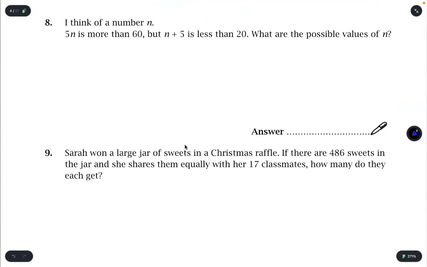8. I think of a number n. 5n is more than 60, but n plus 5 is less than 20. What are the possible values of n? If 5n is more than 60, we can divide the left side and the right side by 5 and say n is more than 12.